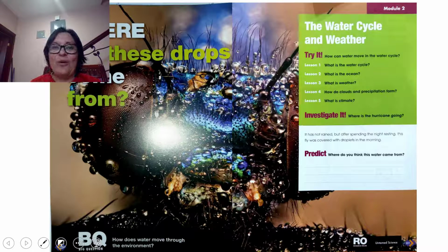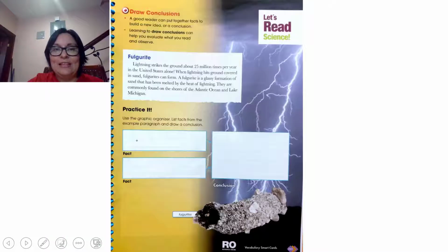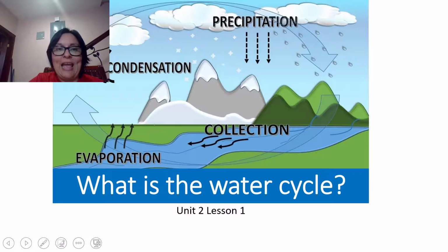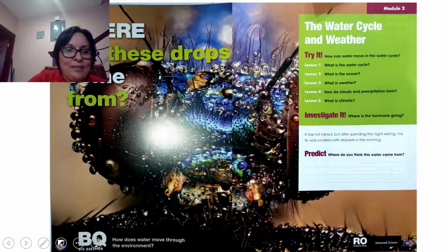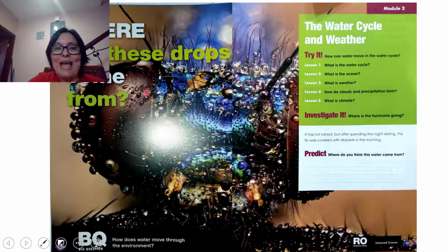So when I was analyzing and looking again and again at the picture, I realized that this one is the head of the fly. Here we can see one eye, and here by this side we have another eye. And what we have in here, look, these are droplets of water, okay?